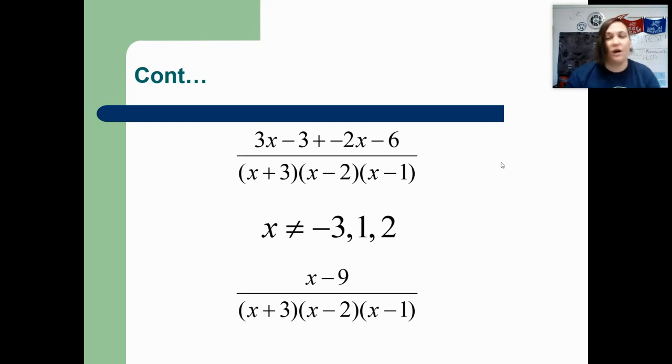And then you can see I already wrote my restrictions on the screen. The restrictions come from the common denominator. You actually could have written those down as soon as you found your common denominator. Since my common denominator had 3 parentheses, I get 3 restrictions.